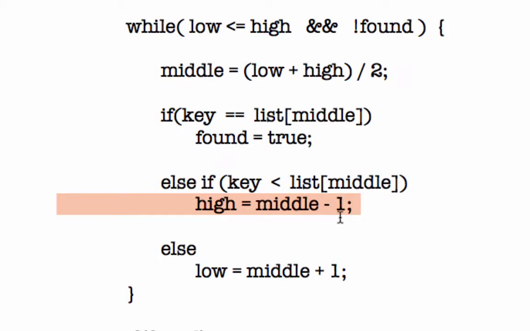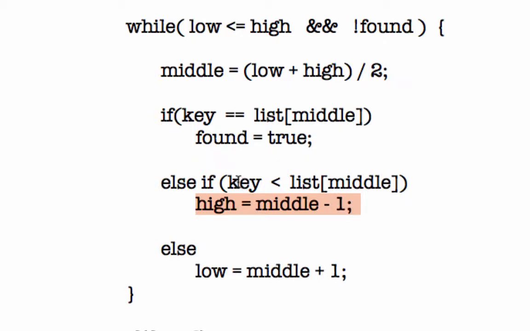By the way, middle minus 1 is the index to the left of middle. So my collection now goes from 0, because I haven't changed low, to middle minus 1. I have eliminated half of the data, from middle to the length minus 1.